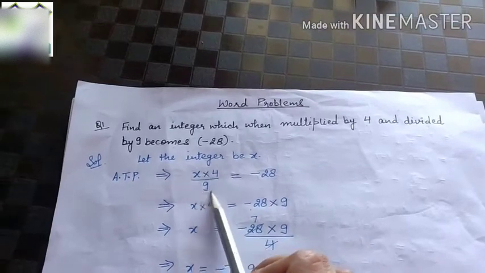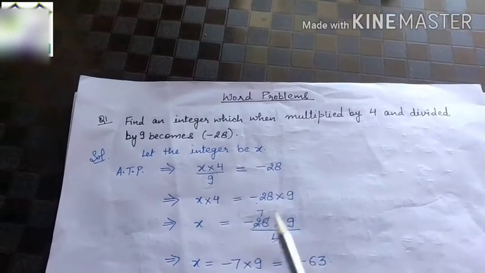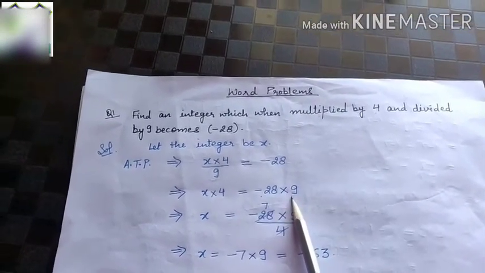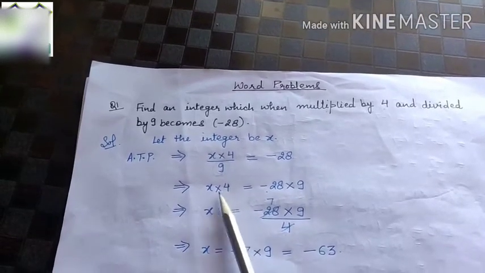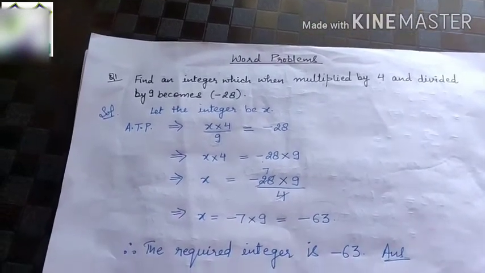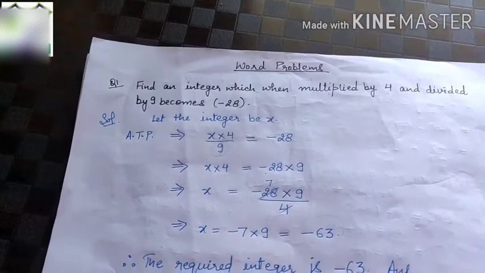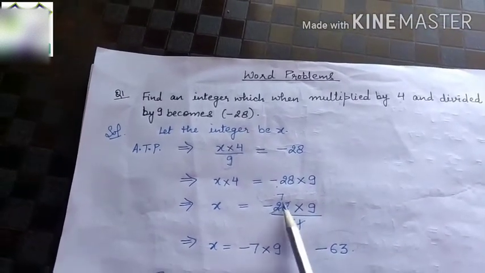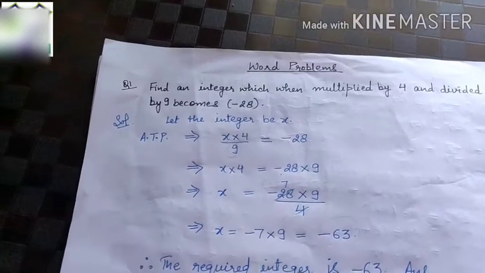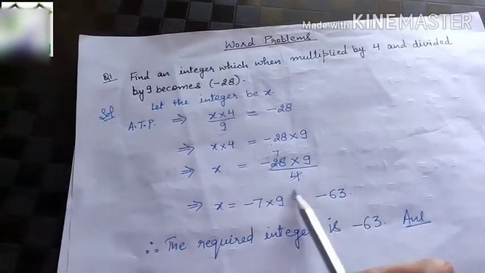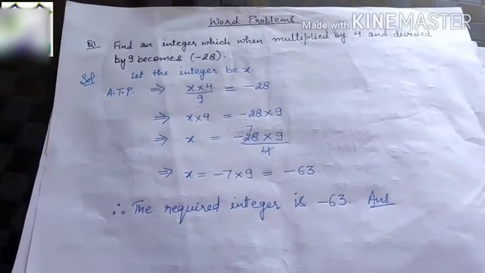Now you have to solve this equation to get the value of x. Now 9 is divided here. When I will take it to the other side, it will be multiplied, right? 4 is multiplied here. When it will be taken to the other side, it will be divided. Solving it, 4 7s are 28. And now here it is -7 multiplied by 9. -7 into 9, -63. This is the required integer.